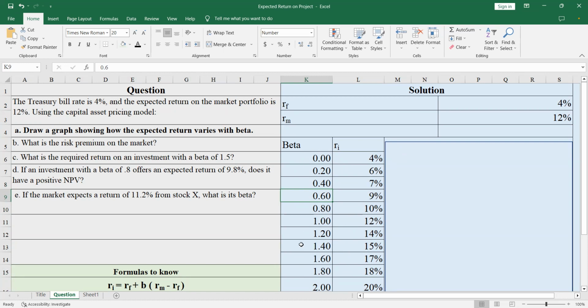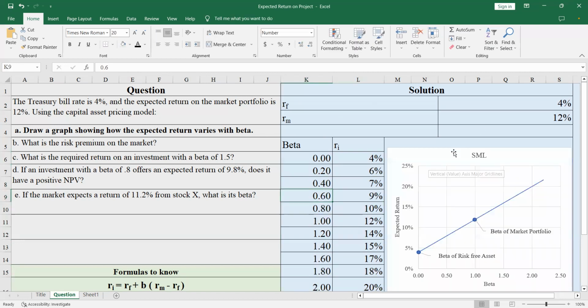Now we have to plot these betas on the x-axis and the expected return on the y-axis. Once you plot the x-axis and y-axis, make a scatter plot, draw a line. CAPM is a linear relationship, so you'll have a straight line. Once you have your line, you can connect all the points on the scatter plot. This line will be your security market line. That is the graph this question is asking for.